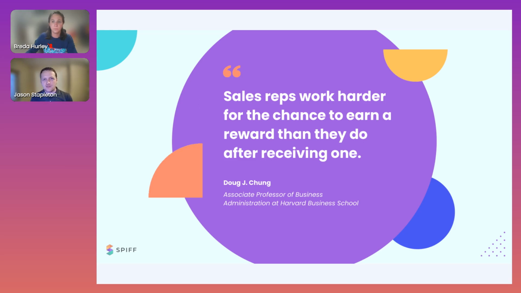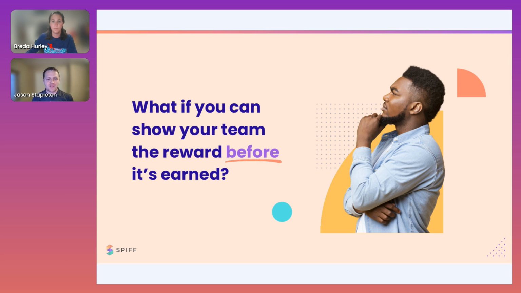And so what we wanted to do here at Spiff is change the paradigm a little bit. Whereas historically, reps understand what the commission was on the deal that was sold when they get their paycheck, we want to change that, and we want to present those numbers to them as early as possible. So what if you could show your team that reward before it's earned, and long before it's earned? Really early in the deal cycle, if we could show this to reps, they can start thinking about how big this deal could be and how impactful it could be to them.